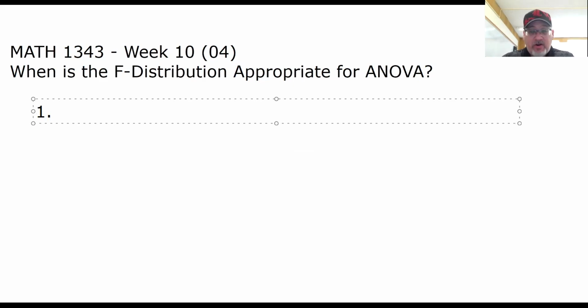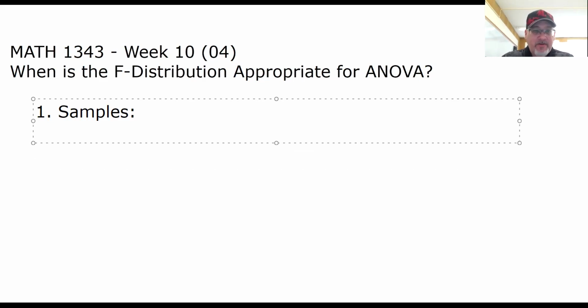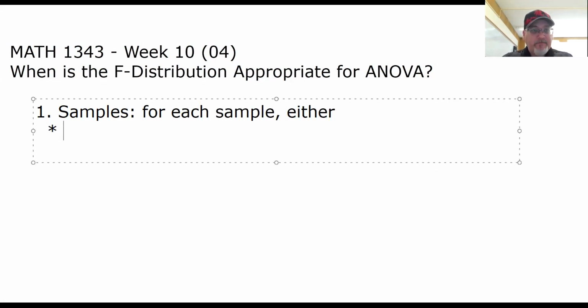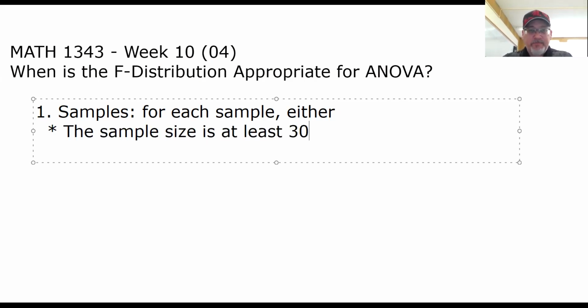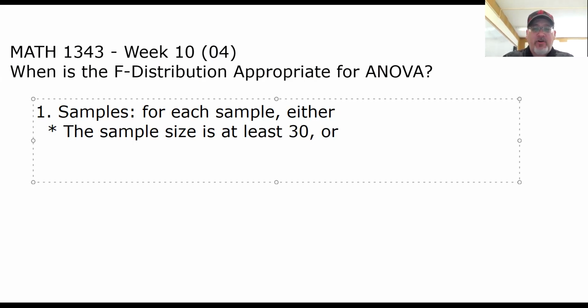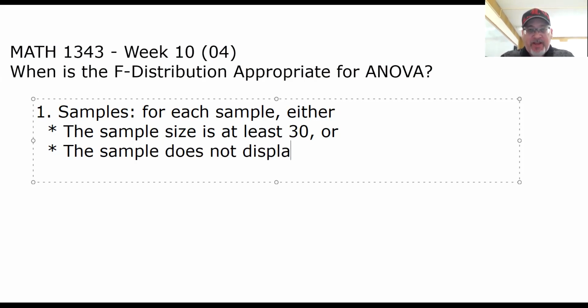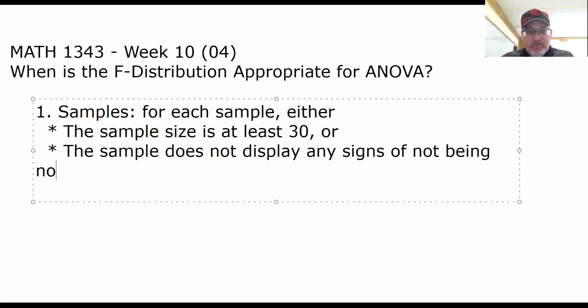The first thing you have to check is samples. And specifically, for each sample, the sample size is at least 30. There's a shocker. Or, because sometimes you don't have control over your samples or it's not feasible to get a sample much larger than that, the sample does not display any signs of not being normal.